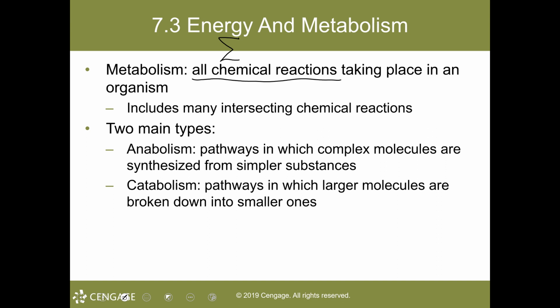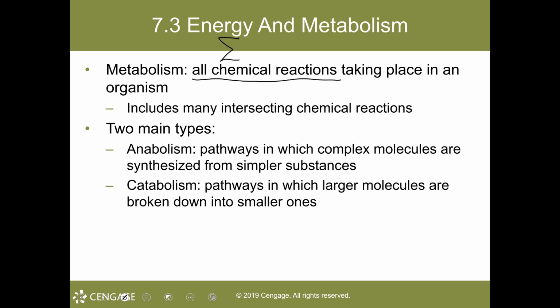From chapter 1, you learned about metabolism being that sum of all chemical activities taking place in an organism. So an organism's metabolism consists of many intersecting series of chemical reactions or pathways. Two main types of metabolism are anabolism and catabolism. This should ring a bell.